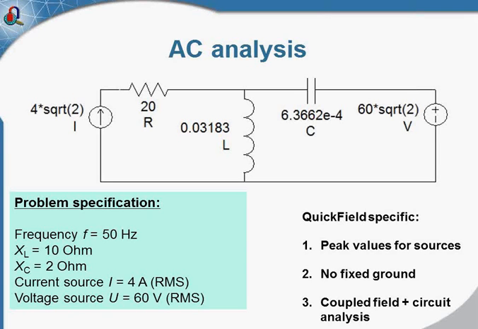And the third specific is that you can solve only coupled field and circuit problems. And the field problem should be of AC or transient magnetic type. So we need to create a fictitious AC magnetic problem with one block in the geometry model, but we should not connect this block to the electric circuit. So let's start QuickField and create this circuit from the beginning.